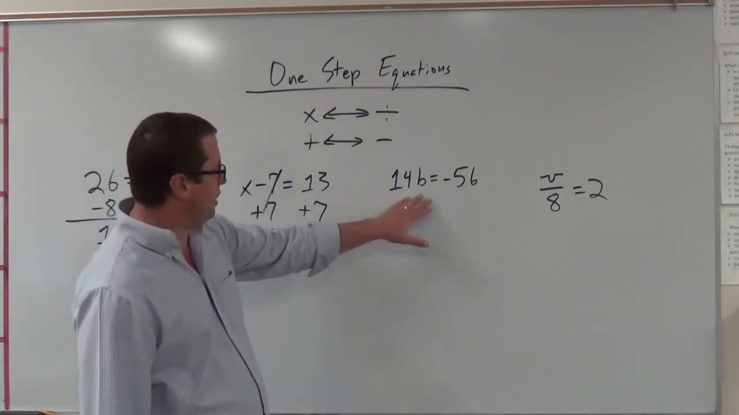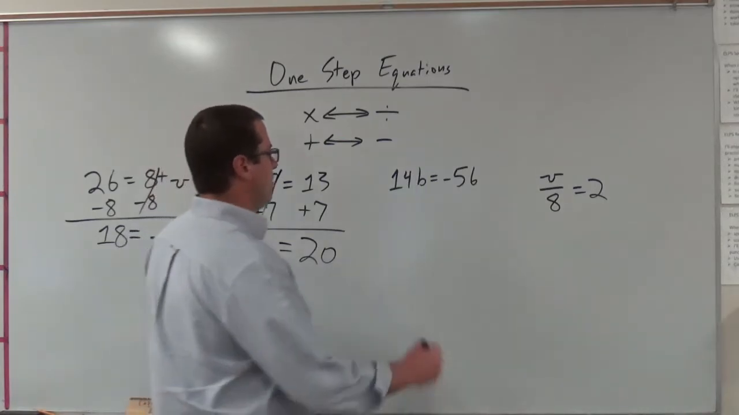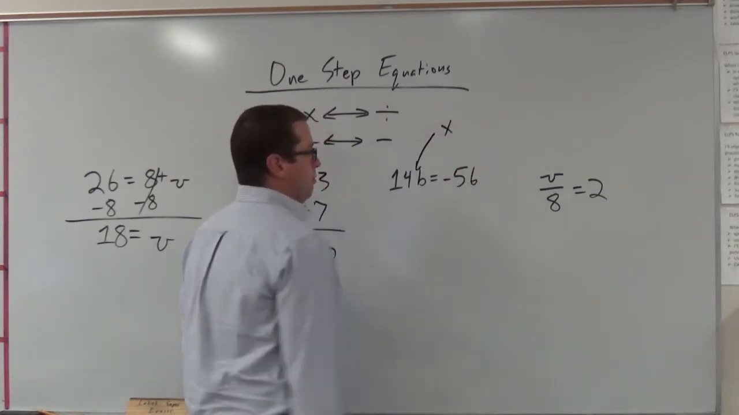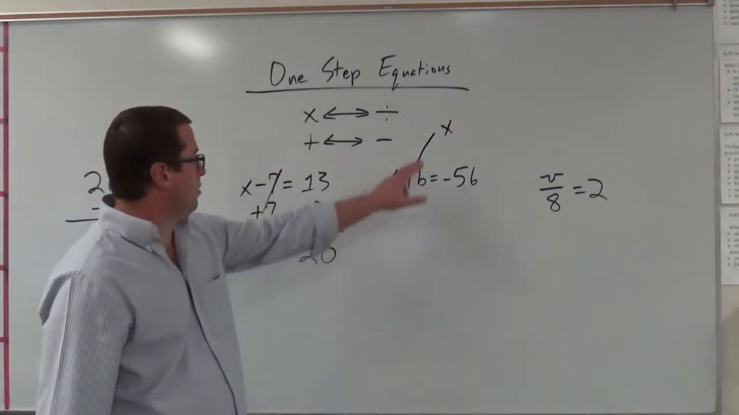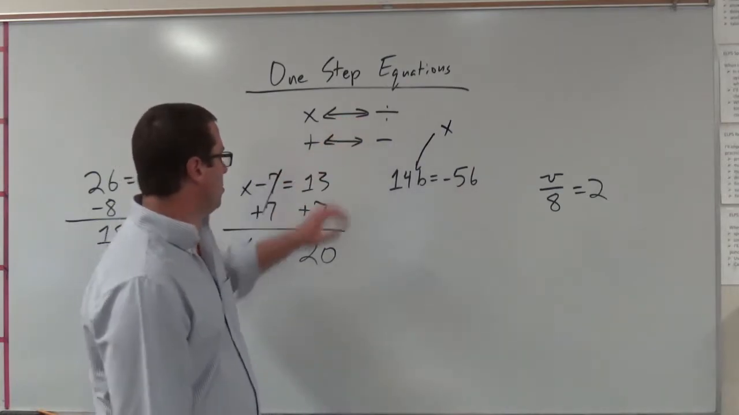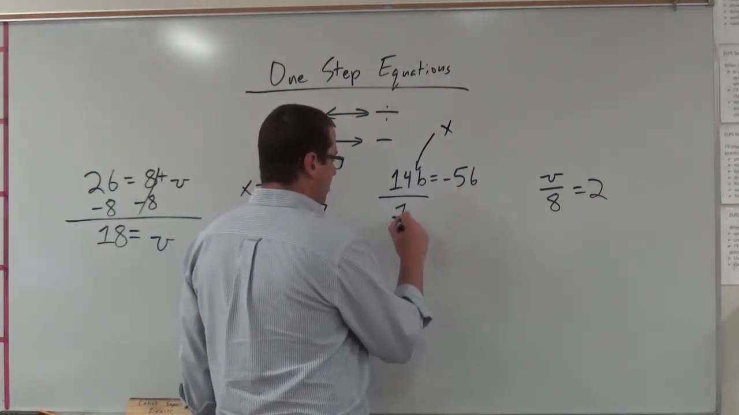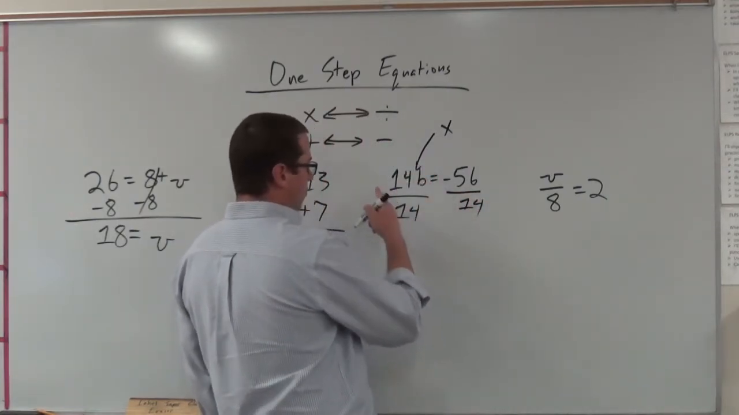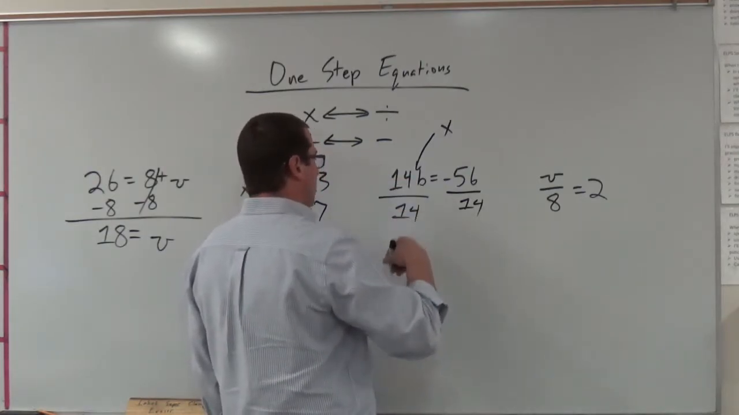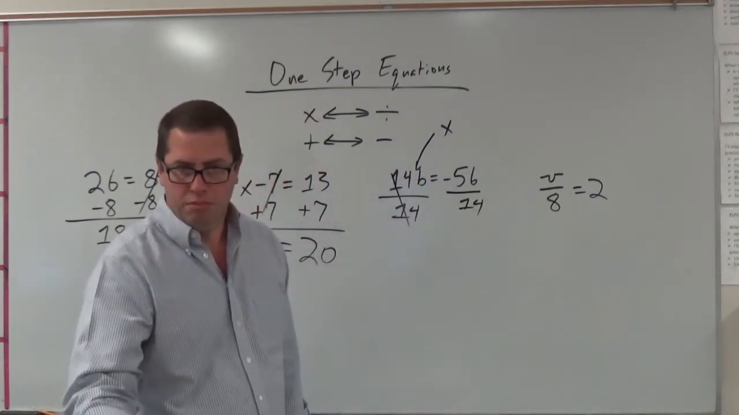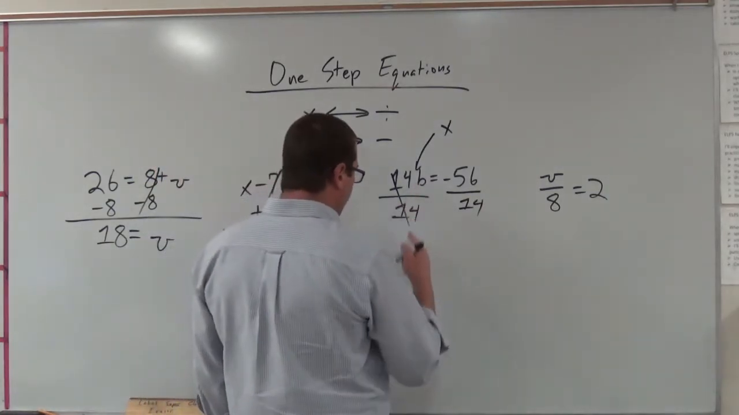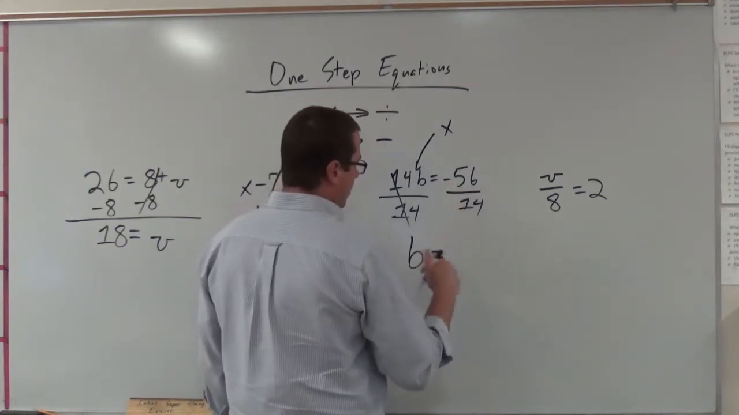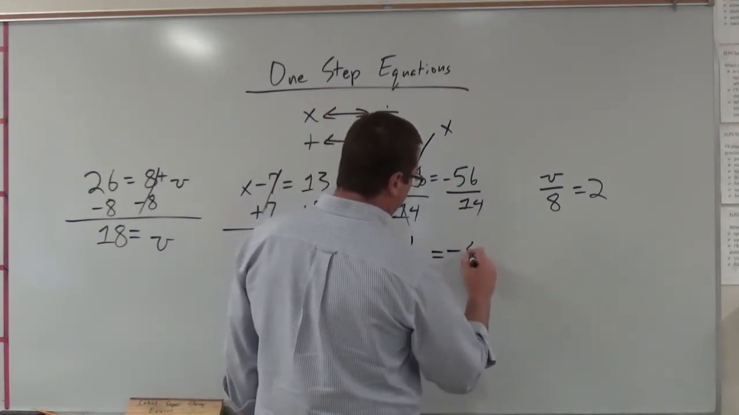Over here I've got 14b equals negative 56. Right here, there's no sign, but 14b means I'm multiplying. So in order to get rid of this, I need to do the opposite, so I'm going to divide. So I divide this side by 14 and this side by 14. So 14 divided by 14 is just 1. 1 times anything stays the same, so I don't even need to write it. My b comes down. My equals comes down. 56 divided by 14. The negative stays.